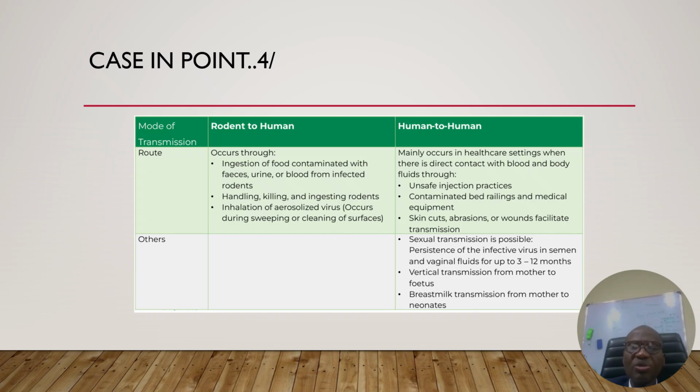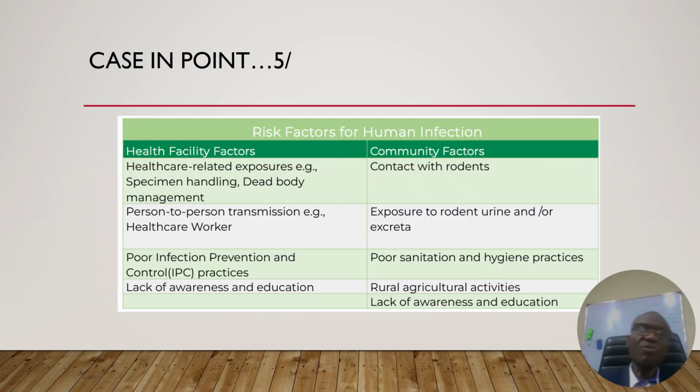Research in our hospital has shown that there's also vertical transmission from mother to the unborn baby. That's why there is high mortality among women who are pregnant, and fetal loss. Breast milk transmission from mother to neonates, those who are born, has been proven or demonstrated.